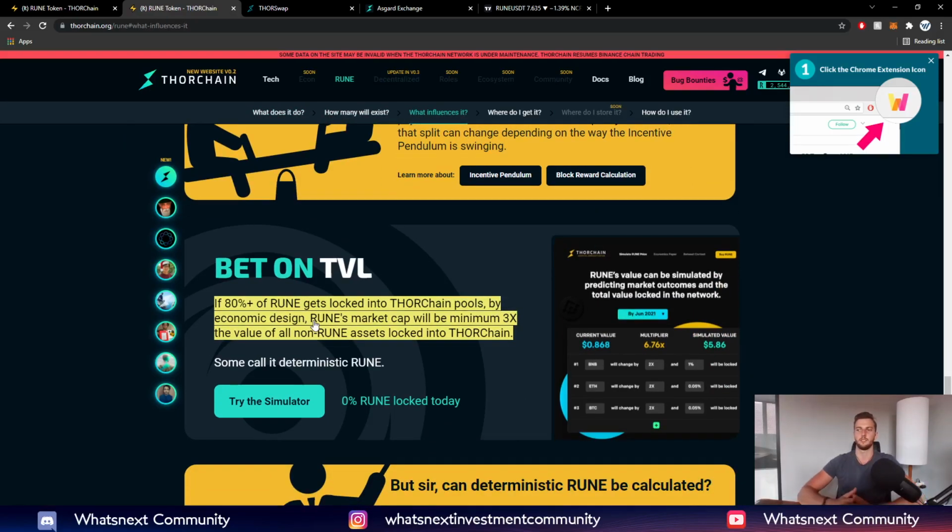look right here, when 80% of RUNE gets locked into Thorchain pools, by design of the network, because you need to have an over-collateralization of RUNE in the network, that means that RUNE's market cap has to be at least 3 times the value of all the assets that are in the chain. So basically, they can only facilitate a certain amount of assets, and otherwise the price of RUNE has to be so high that the market cap of RUNE will be minimum 3 times the amount of value that all the assets are locked into the chain. So for me, this gives me a significant advantage, right? Because if I look at something like this, it can be quite complicated.